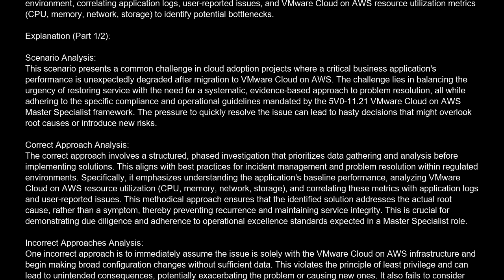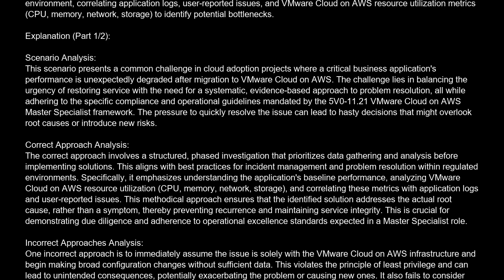Explanation. Scenario analysis. This scenario presents a common challenge in cloud adoption projects where a critical business application's performance is unexpectedly degraded after migration to VMware Cloud on AWS. The challenge lies in balancing the urgency of restoring service with the need for a systematic, evidence-based approach to problem resolution, all while adhering to the specific compliance and operational guidelines mandated by the 5V0-11.21 VMware Cloud on AWS Master Specialist Framework. The pressure to quickly resolve the issue can lead to hasty decisions that might overlook root causes or introduce new risks.